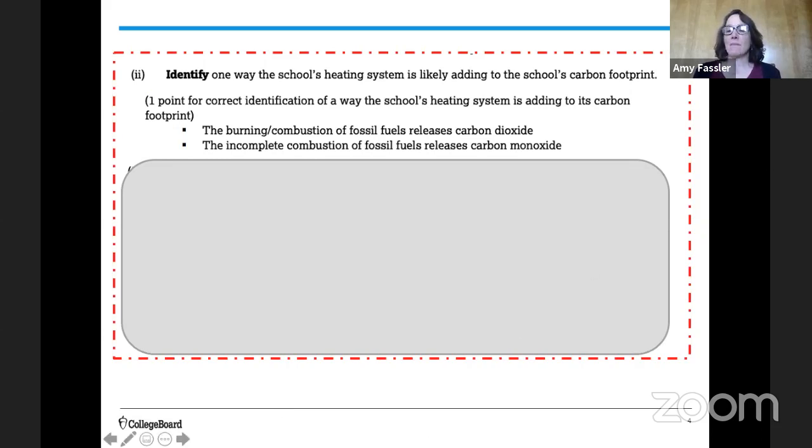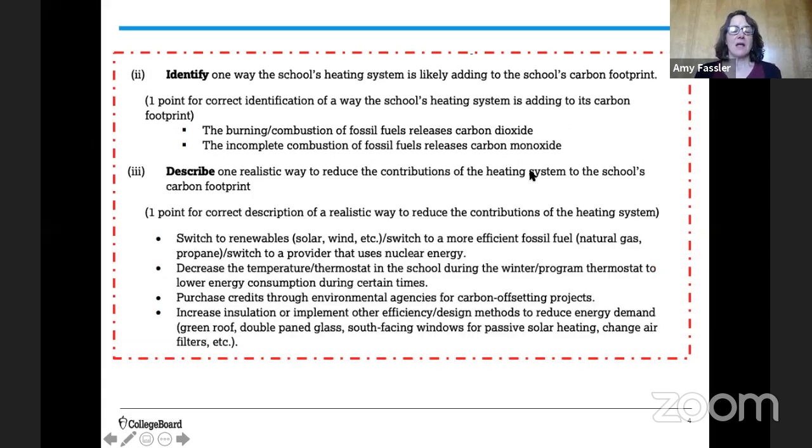You were told in the article that the school used fossil fuels, and so there were really only two ways that it could contribute to the carbon footprint. Remember that we always have to burn or combust that fossil fuel, and it could either release carbon dioxide or incomplete combustion of that fuel could release carbon monoxide. Only two possible responses.